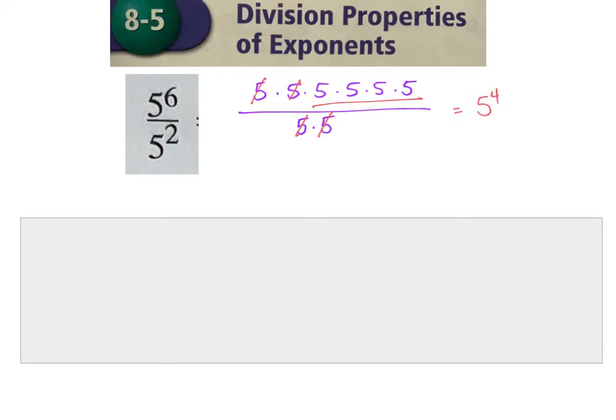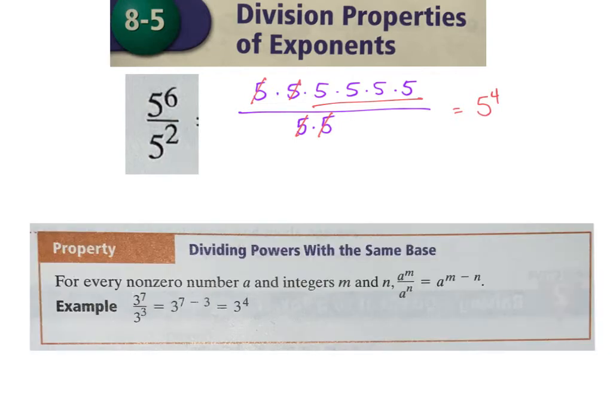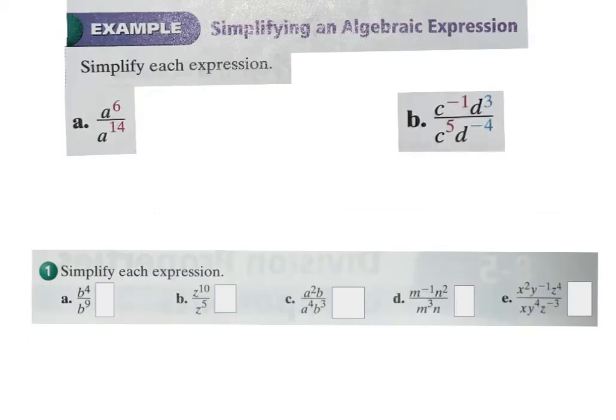What you'll see happening with division is this property that they give us right there in the middle of the page. For every non-zero number a and integers m and n, if you have like bases, a to the m over a to the n, then you subtract those exponents. They give the example here: 3 to the 7th over 3 to the 3rd equals 3 to the 7 minus 3, or 3 to the 4th, which is what happened here. When we did this at the top, we had 5 to the 6 minus 2, which gave us 5 to the 4th. So let's look at example 1.